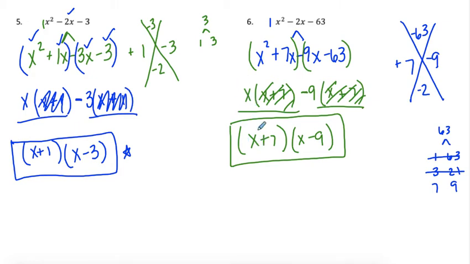Check your work by distributing: x times x, x times negative 9, 7 times x, 7 times negative 9. And we check, that checks out to the middle trinomial piece there. Always worth it to check your work. It's quick, and you should be able to do most of it either quickly on the calculator or in your head.